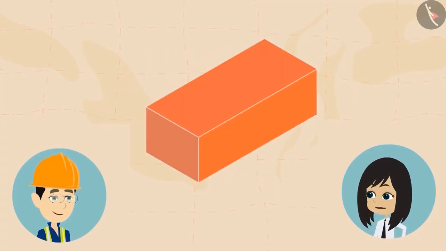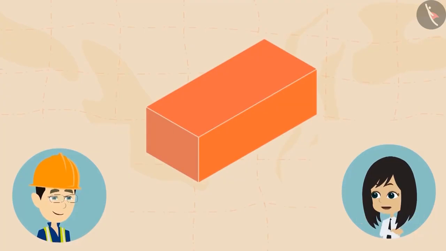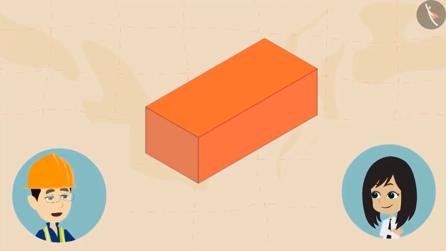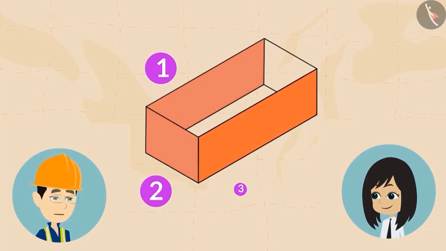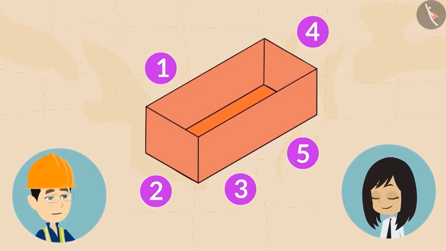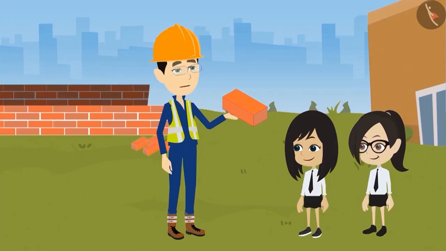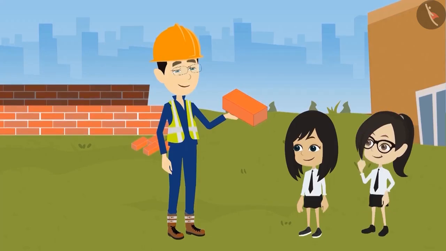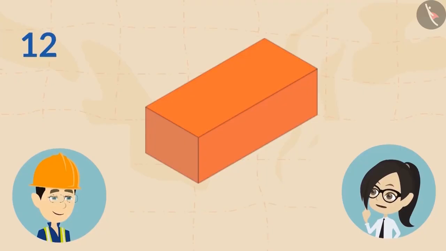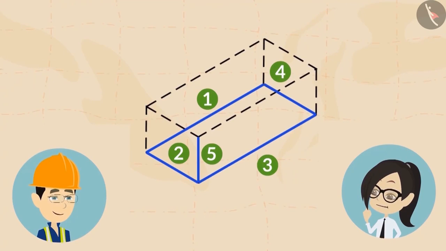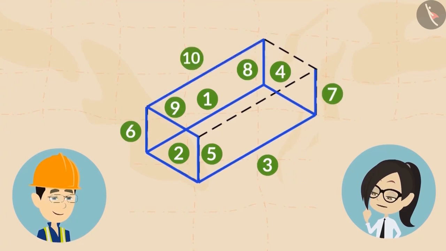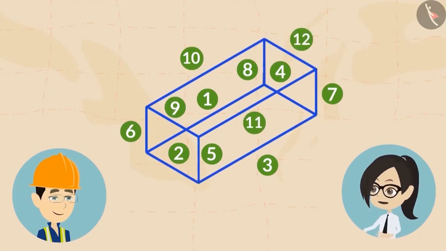This brick has so many faces. Can we count them? Yes, every brick has 6 faces. 1, 2, 3, 4, 5 and 6. Now, can you count the edges of this brick? It has 12 edges. 1, 2, 3, 4, 5, 6, 7, 8, 9, 10, 11, 12.